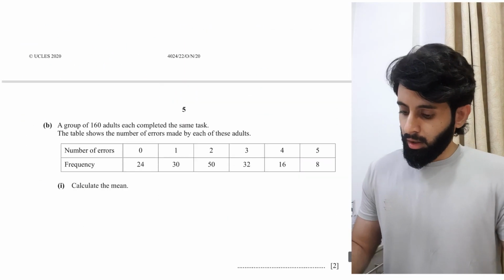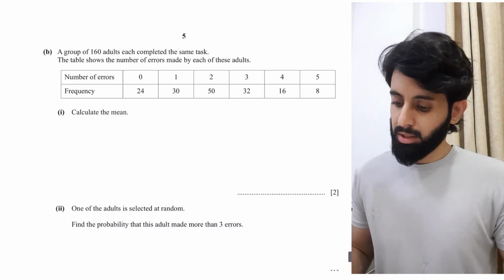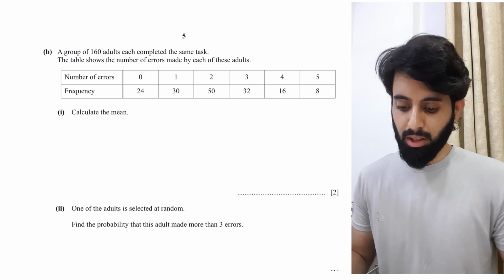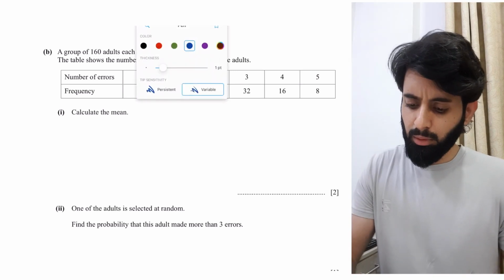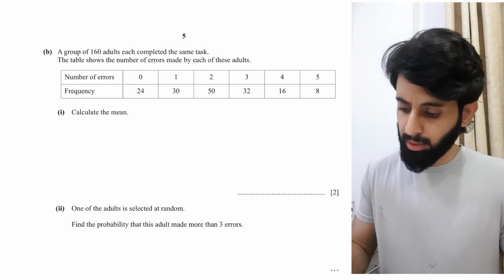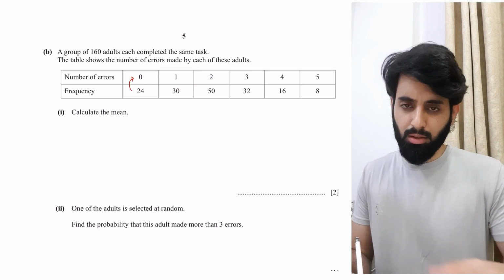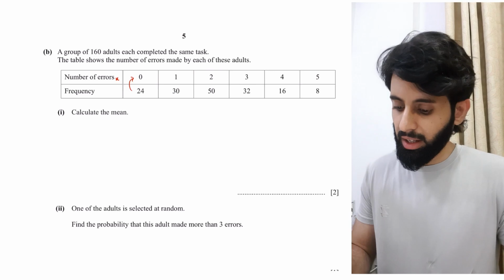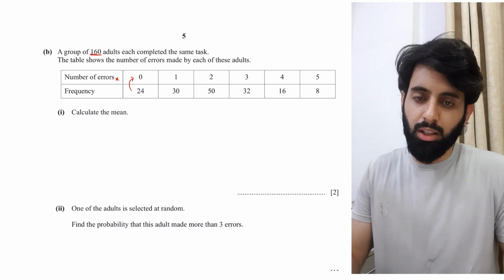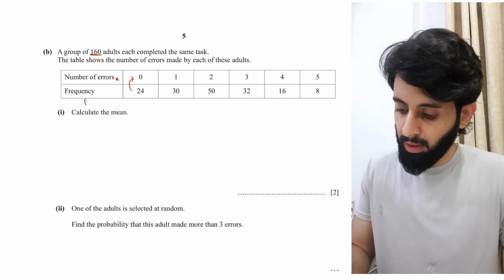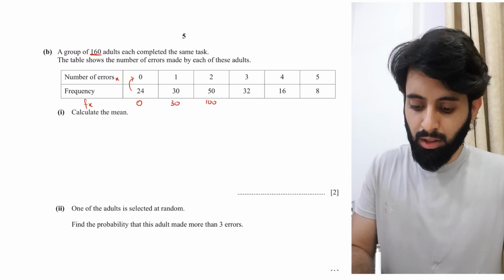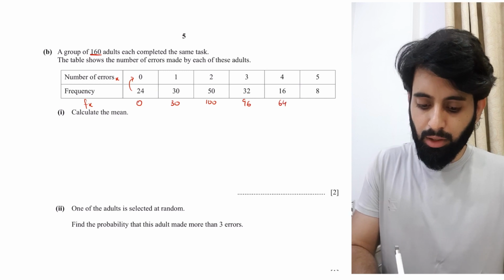So you're good. All right, so now we're at part B, which says a group of 160 adults each completed the same task. The table shows the number of errors made by each of these adults. Calculate the mean. So mean, when you have data like this, a frequency table basically, is pretty simple. All you've got to do is multiply frequency with whatever it is that you're measuring, which in this case, let's just call it x, sum it up, and then divide it by the total frequency, which if you read the question carefully, in most cases is very likely given to you in the question. So I'm going to work out f times x. So 24 times 0 is 0, 30 times 1 is 30, 50 times 2 is 100, 96, 64, 40.